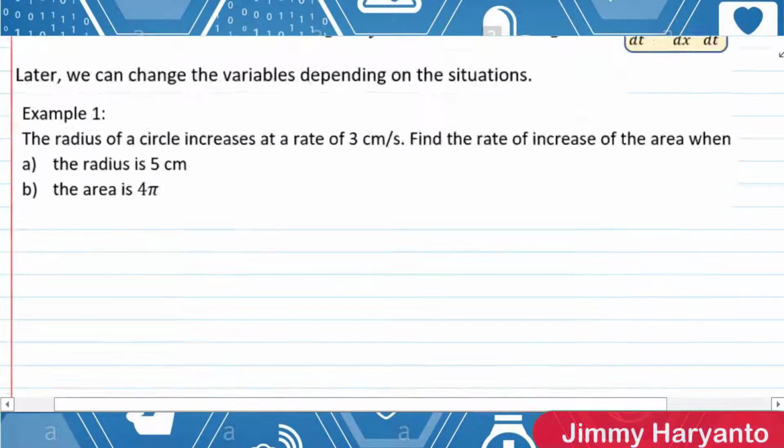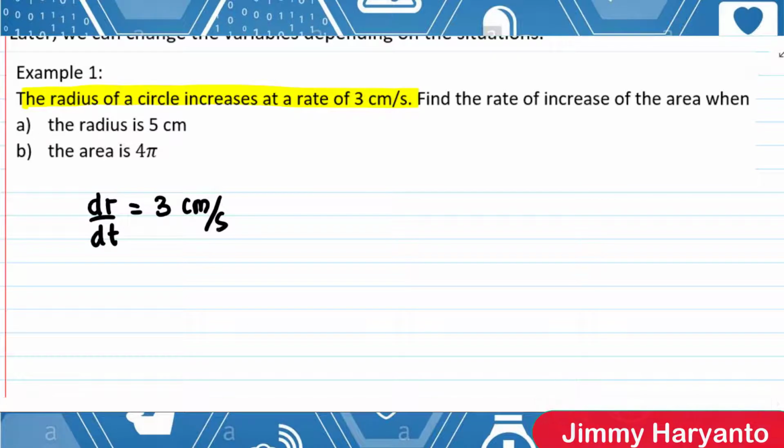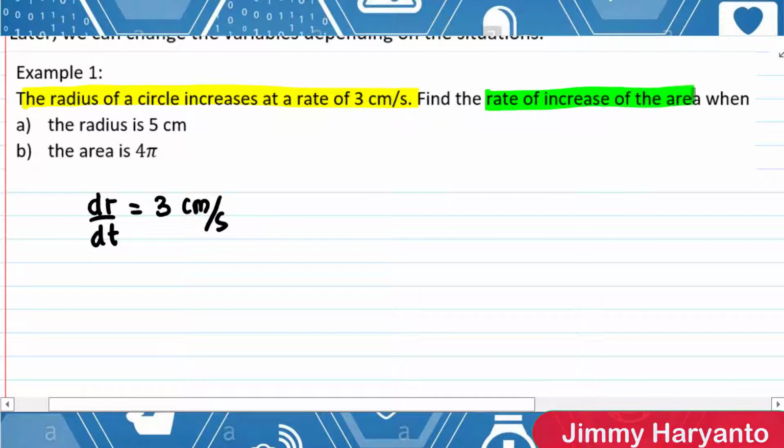So, example 1: the radius of a circle increases at a rate of 3 centimeters per second. From this sentence, we know that this is the rate of change of the radius. So we can say that dr over dt equals 3 centimeters per second. Find the rate of change of the area when the radius is 5 centimeters. Take a look at the question. The question is the rate of the area, which means the question wants you to find dA over dt.